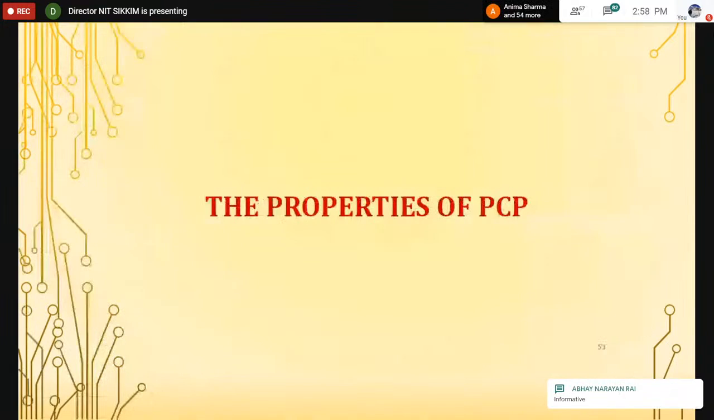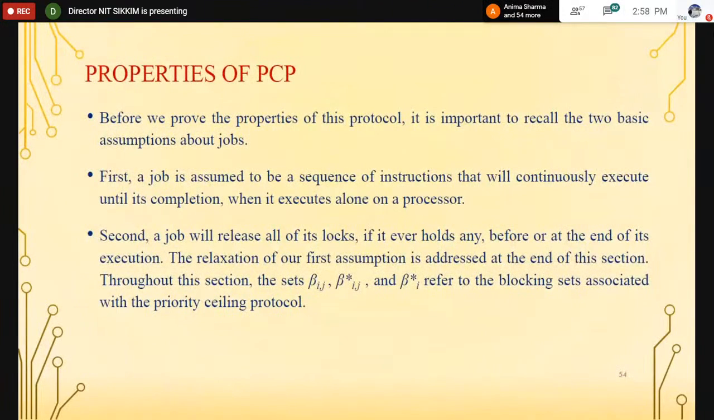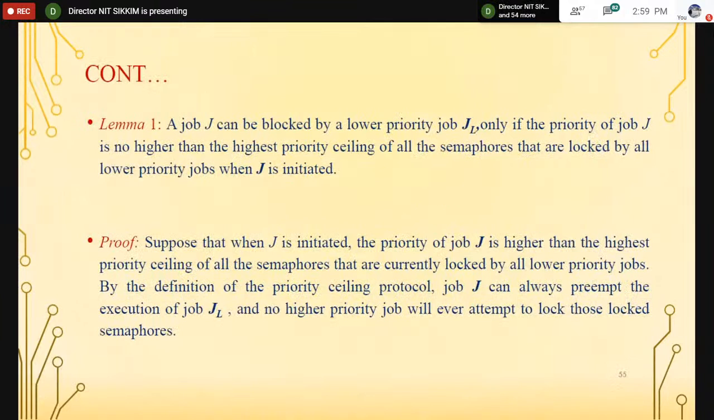Okay, so what is more interesting here is how the various properties of PCP are proved. Is it based on simulation, or on mathematical principles? This is the derivation; we are not interested in the beta part because we are not going to discuss it more. Lemma one says a job J is blocked by a lower priority job JL only if the priority of the job J is no higher than the highest priority ceiling of all the semaphores locked by all lower priority jobs when J is initiated.